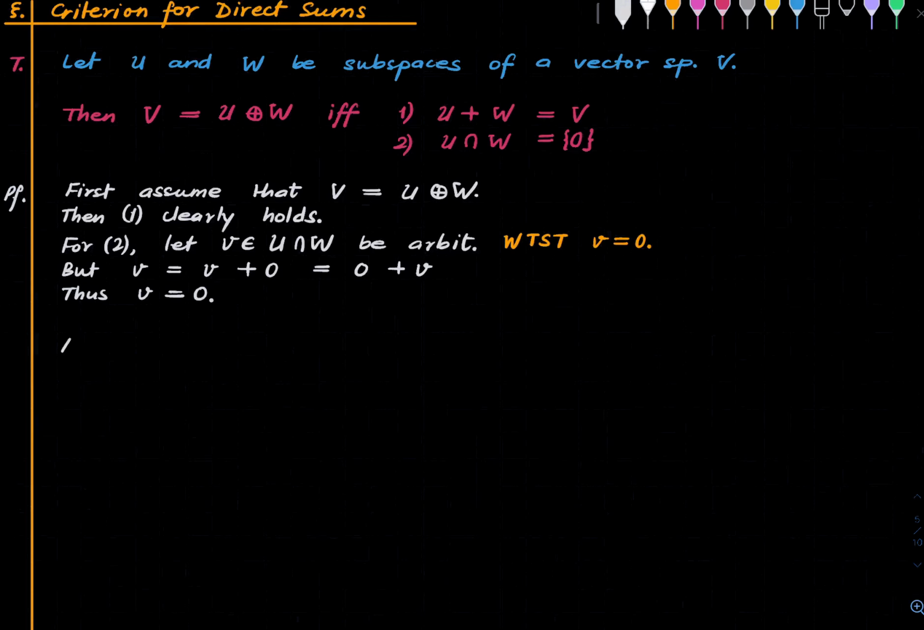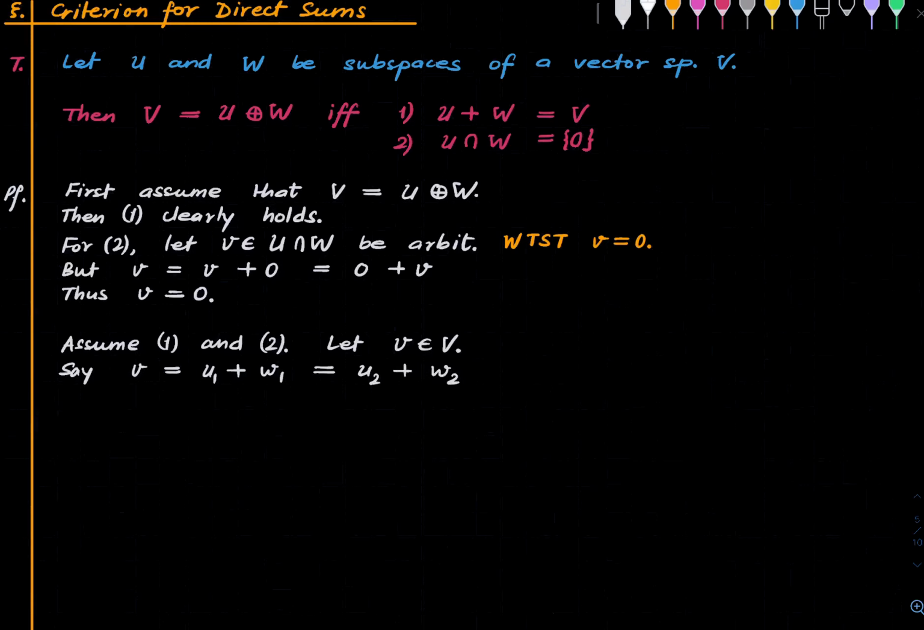So now assume 1 and 2. And now we want to show that V is the direct sum of U and W. So let V be a vector in the vector space. Since 1 holds, one can write this as a sum of a vector in U and a vector in W. Suppose we have two different ways. So say V is equal to U1 plus W1, and that is also equal to U2 plus W2 for some U1 and U2 in U and W1 and W2 in W.